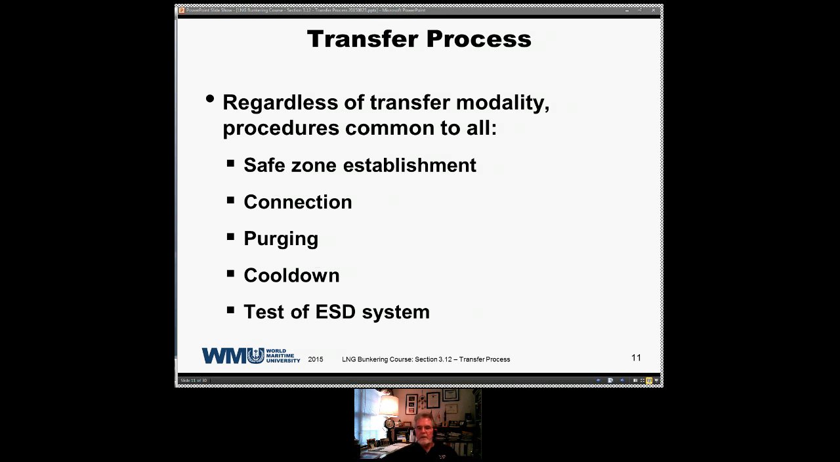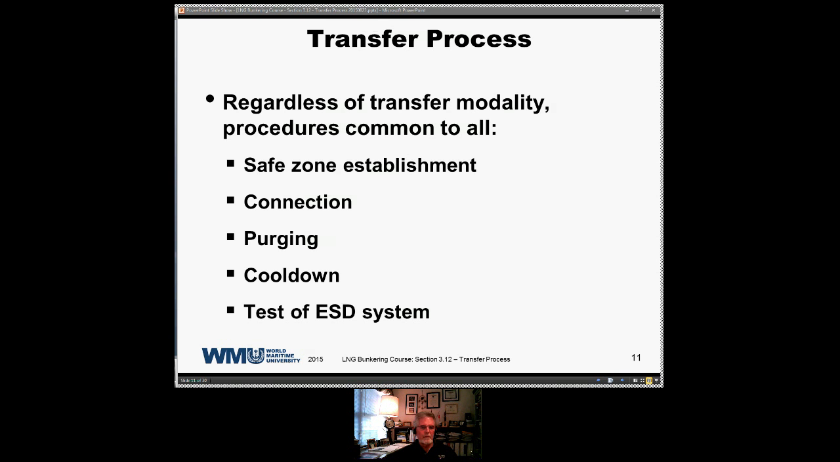The first operation that occurs is the connection of the hard arms, the connection of the hose. Where we're using hard arms, the next step is called the purging of the hard arm. When that hard arm is connected to the vessel, it contains oxygen.